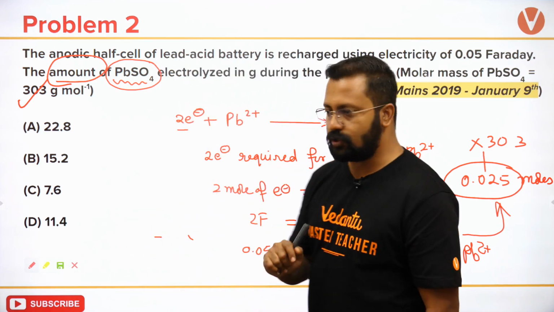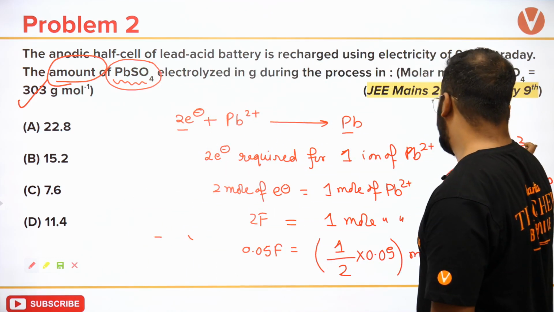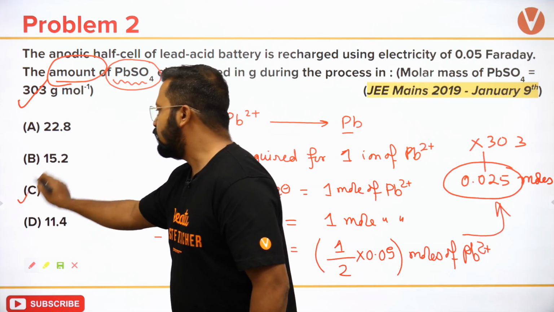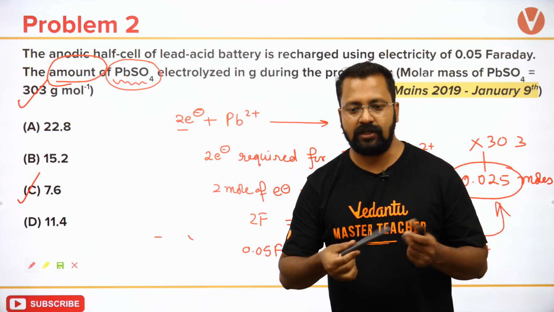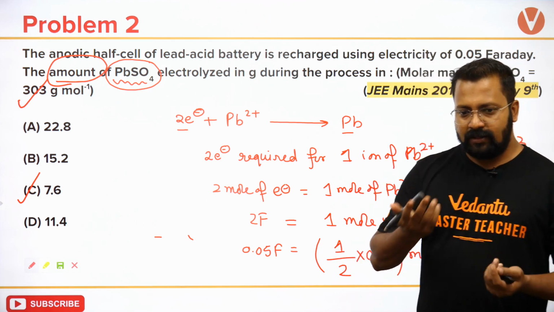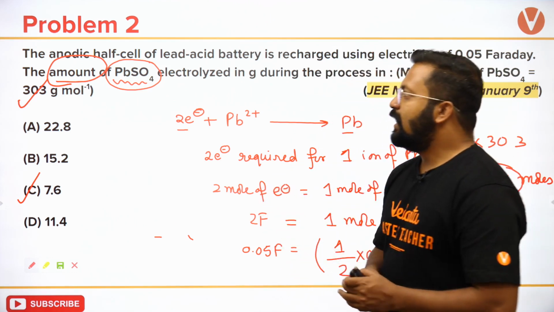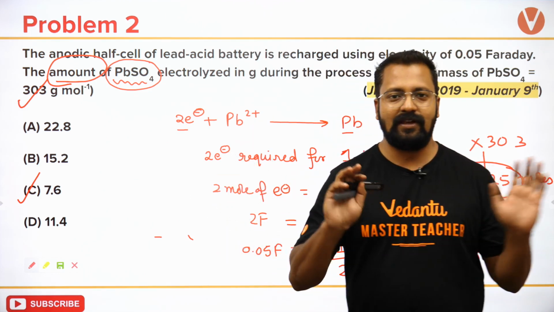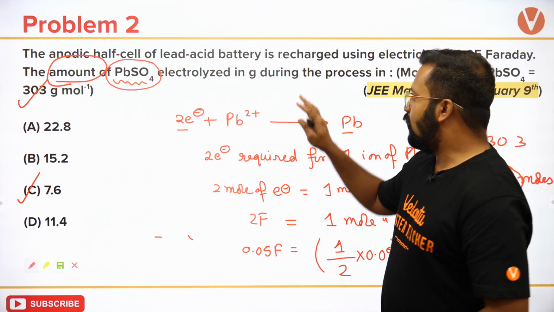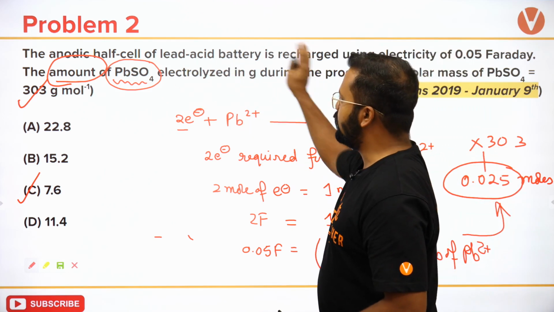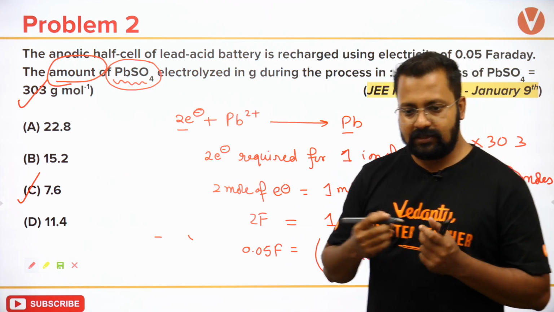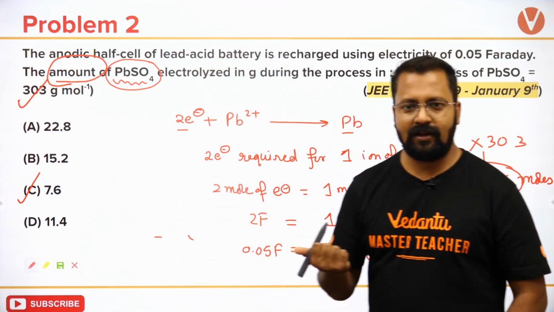The right answer turns out to be what? If it were 300, it would be somewhere about 7.5, and with 303 it becomes 7.6. The right answer should be 7.6. Yes, very good. So I have solved this question without even knowing what reaction happens inside the anodic half cell or cathodic half cell in the lead acid battery. Is this an NCERT? Yes, this is an NCERT.